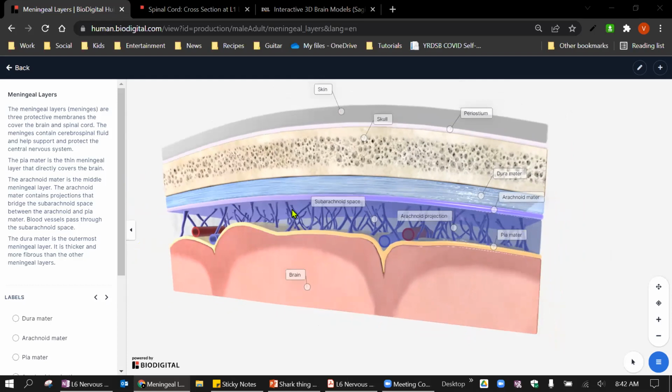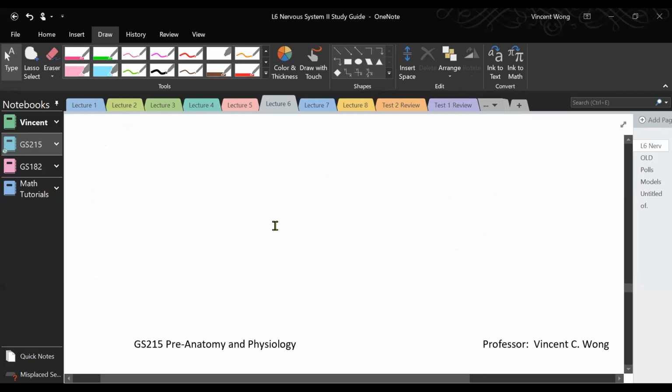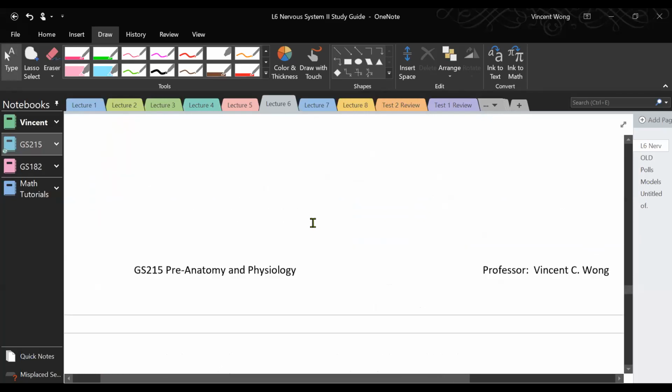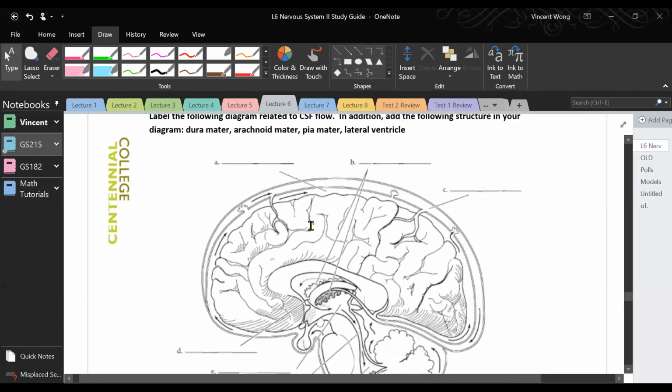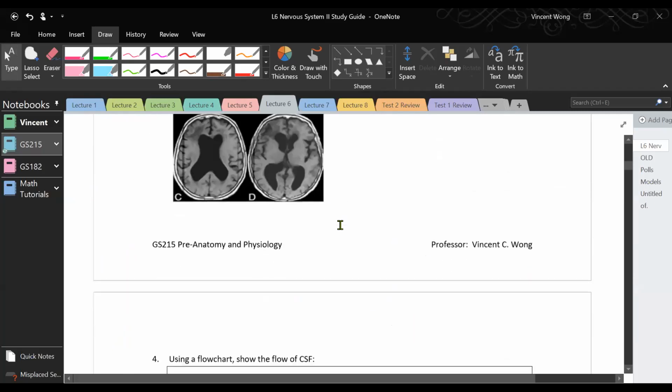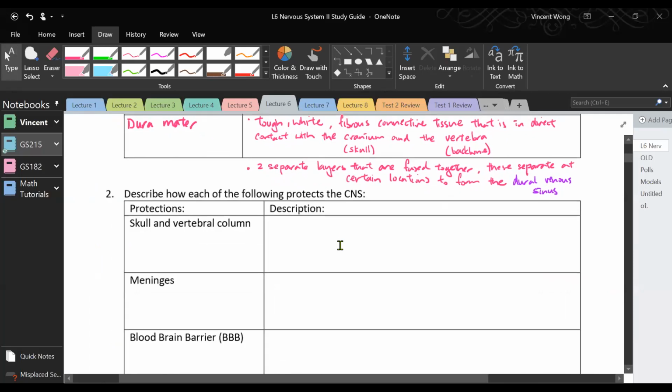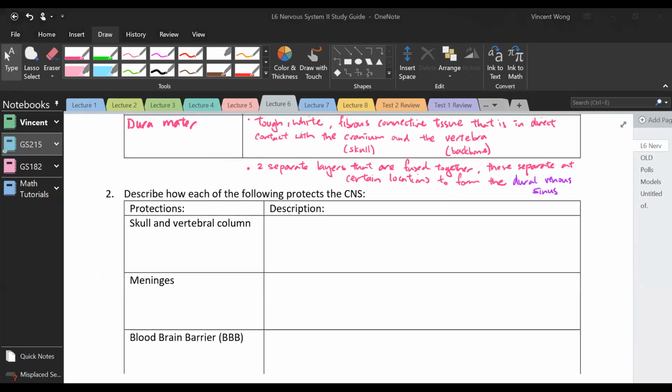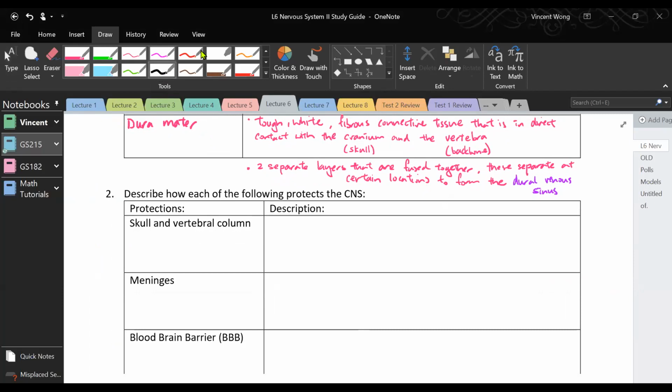Let's go back to our study guide. Okay, next question. Where's the next question? Right here. Describe how each of the following protects the CNS. Okay, so starting with the skull and the vertebral column, that is pretty straightforward.